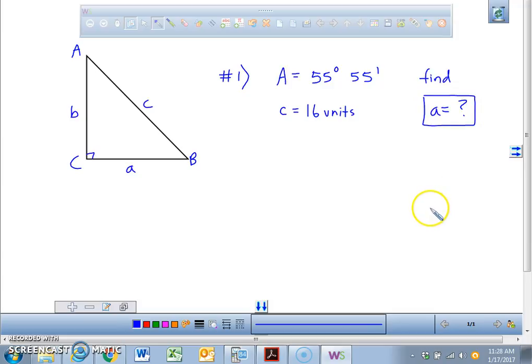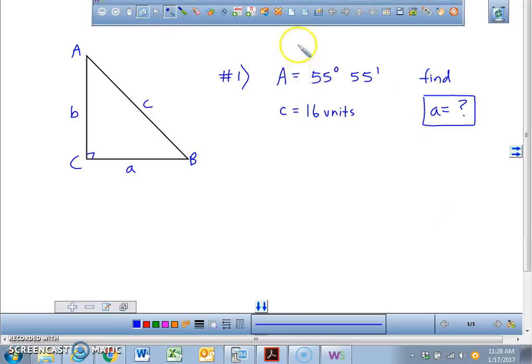Every single time you guys do a problem, you have to figure out 2 things. What do you have? This is what you have. And what do you need to find? It always breaks down to those 2 concepts. What do I have? What do I need?